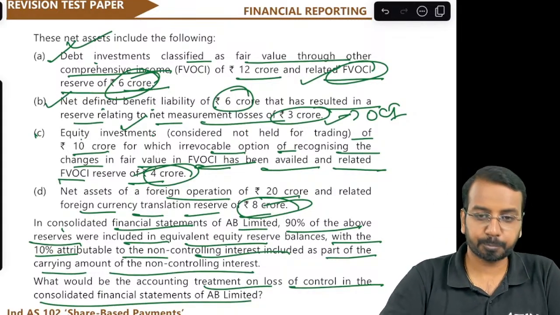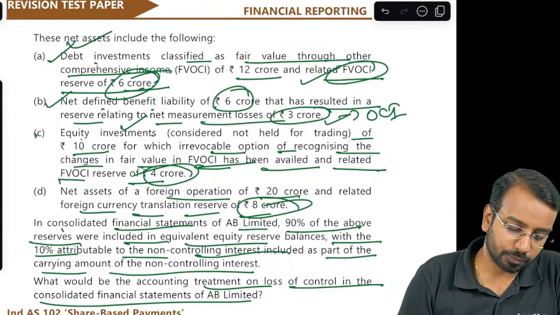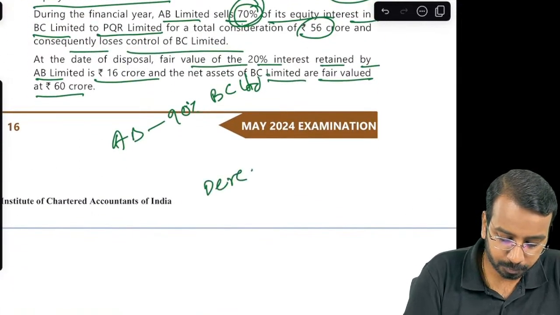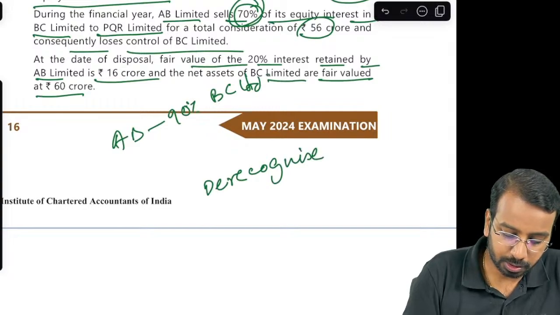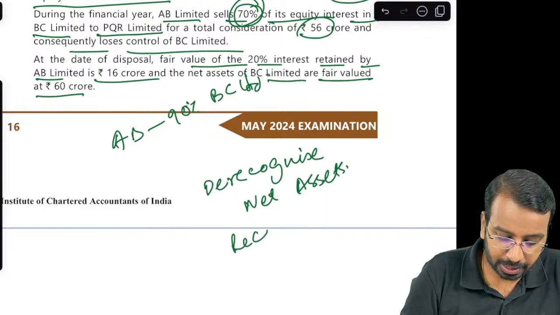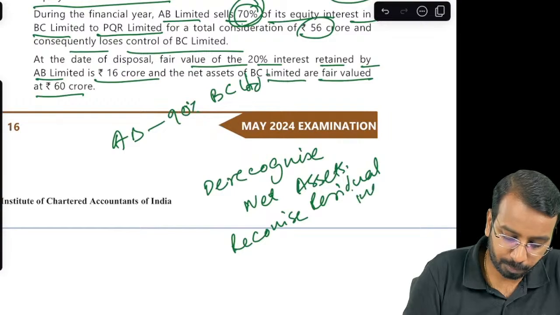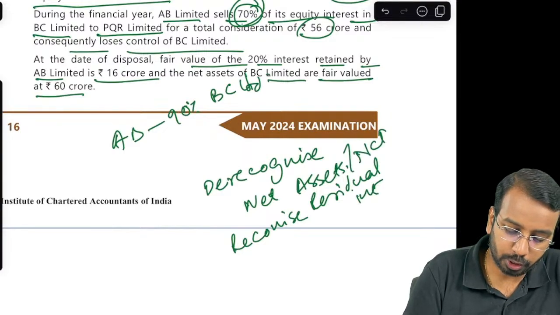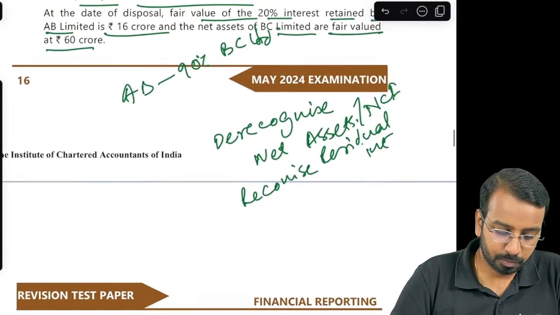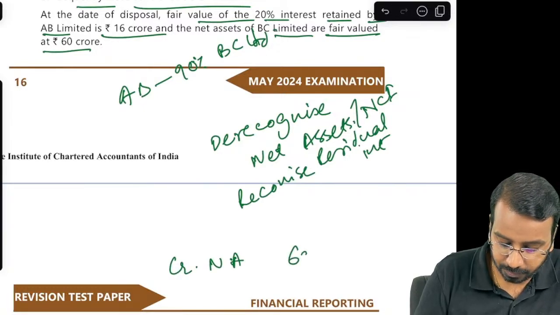Now here, it's a very straightforward question. First is, whenever there is a loss of control, what you will do? You will de-recognize the net assets. You will recognize residual interest. You will also de-recognize the non-controlling interest, right? So what you will do? You will de-recognize net assets, so you will credit net assets 60 crores.